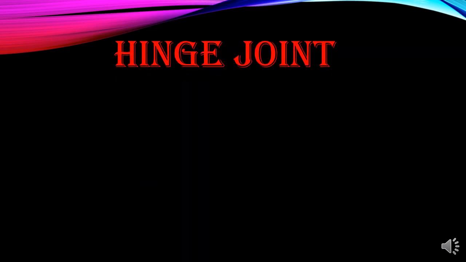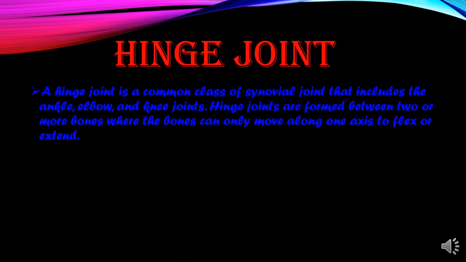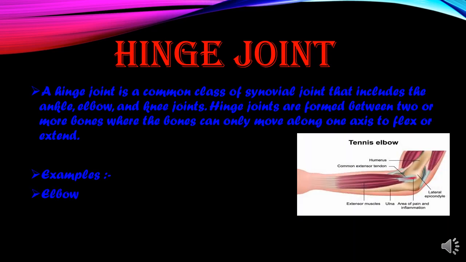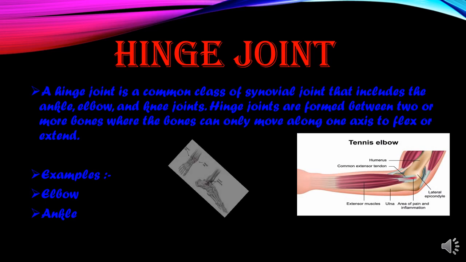Now let's see what is a hinge joint. A hinge joint is a common class of synovial joint that includes the ankle, elbow, and knee joints. Hinge joints are formed between two or more bones where the bones can only move along one axis to flex or extend. Here I have examples for hinge joint. The first example is elbow. The second example is ankle.